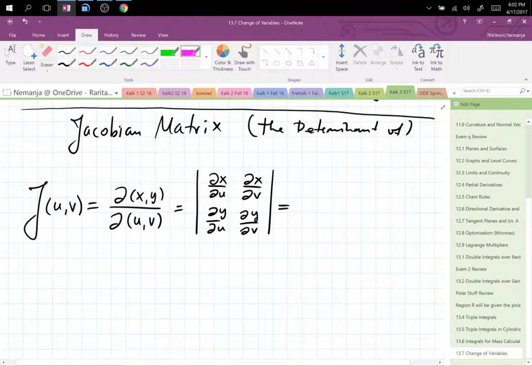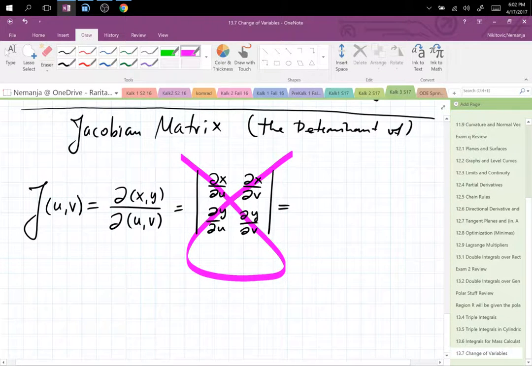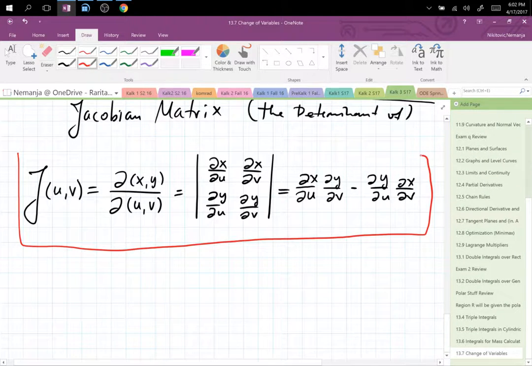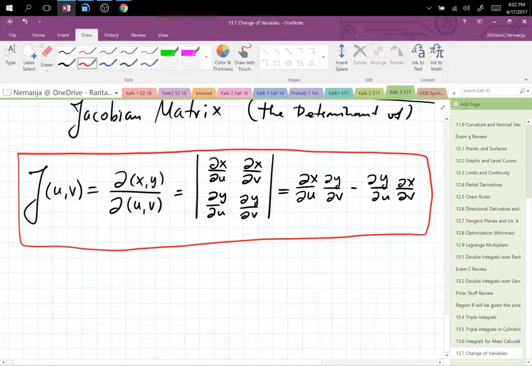I'm going to erase this. You do this. So you have dx/du times dy/dv minus dx/dv times dy/du. So this is the matrix for 2, and then we also have the one for 3, right?